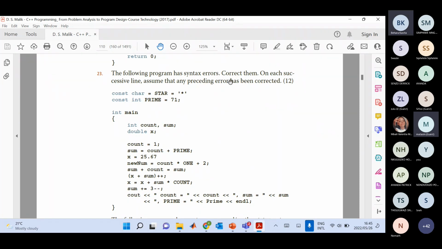Okay, the following program has syntax errors, correct them. On each successive line, assume that any preceding errors have been corrected, right? What is the mistake in the first line?